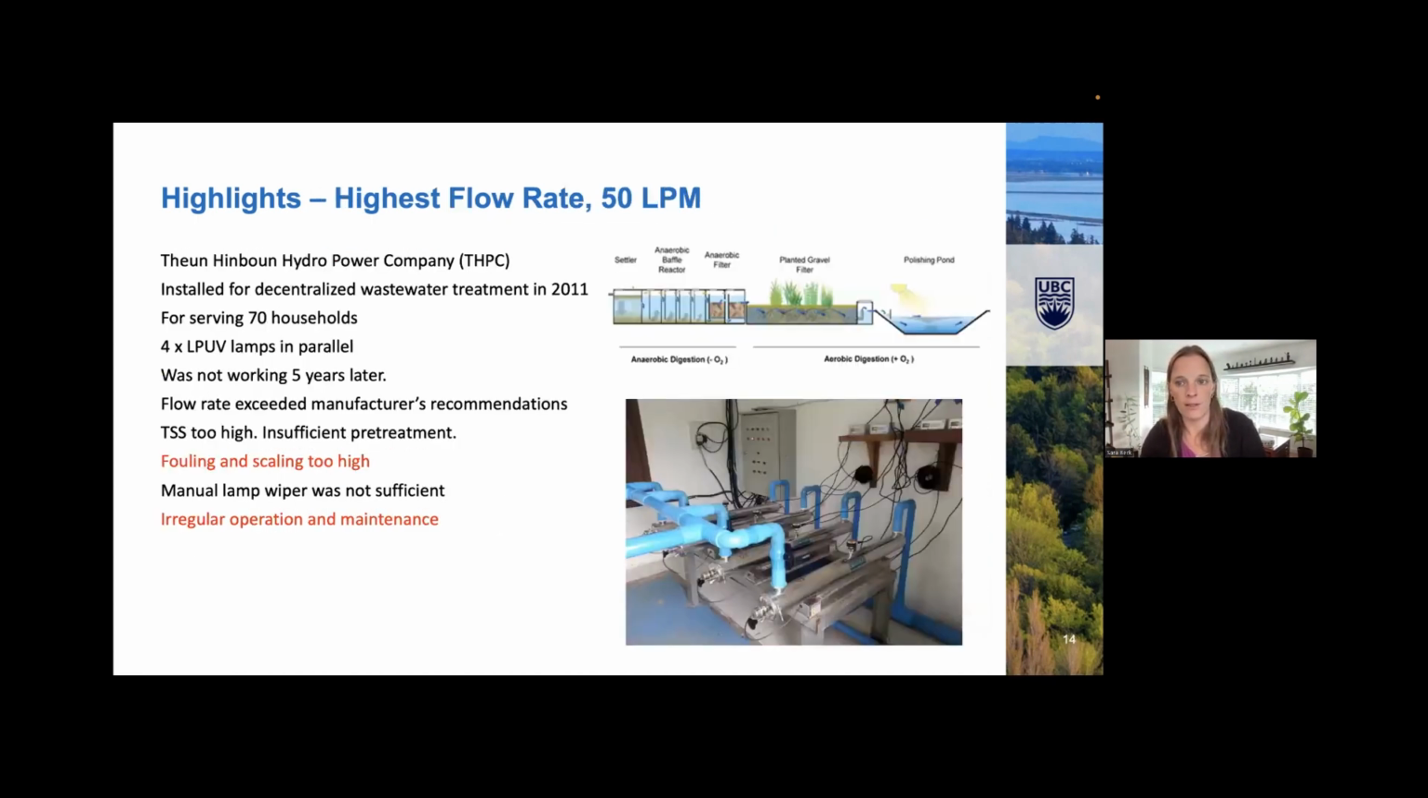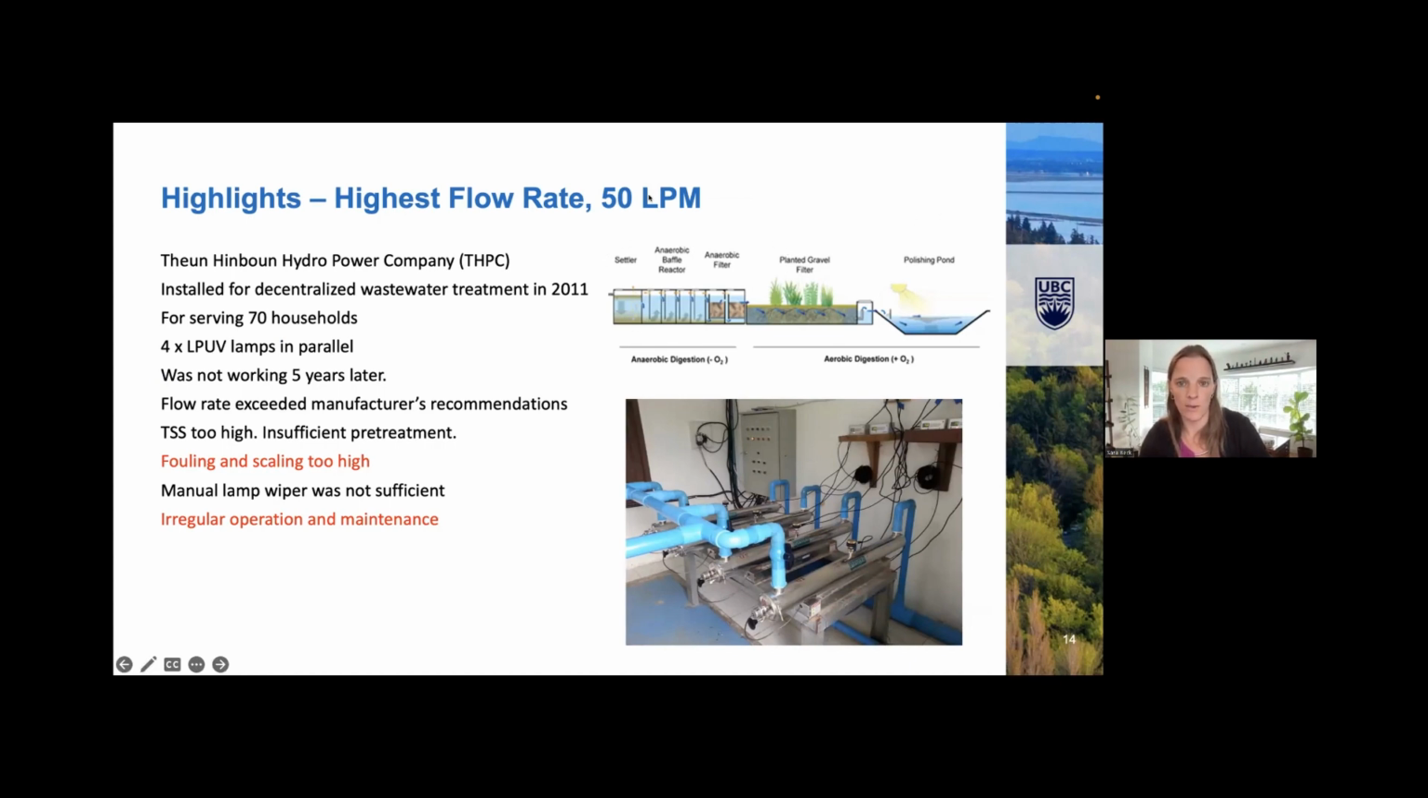I wanted to mention this study. This was the one that I saw in Lao PDR. Basically, they had an activated sludge system at a wastewater treatment plant, and that system failed. So then BORDA, which is a German NGO called the Bremen Overseas Research and Development Association, was called in to install a wastewater treatment system.